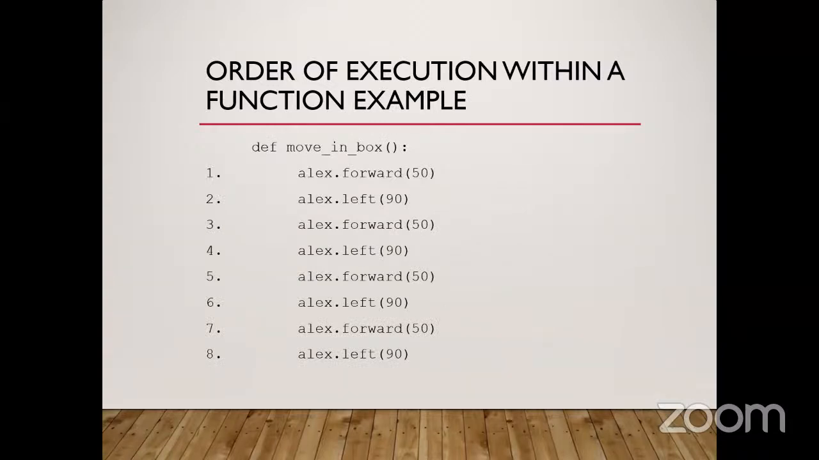So this is the order of operations. So the top line is our function definition. It gives the function a name, and if it needs parameters, you define them there too. This particular one is move in a box, because it's going to make the turtle move in a box shape.